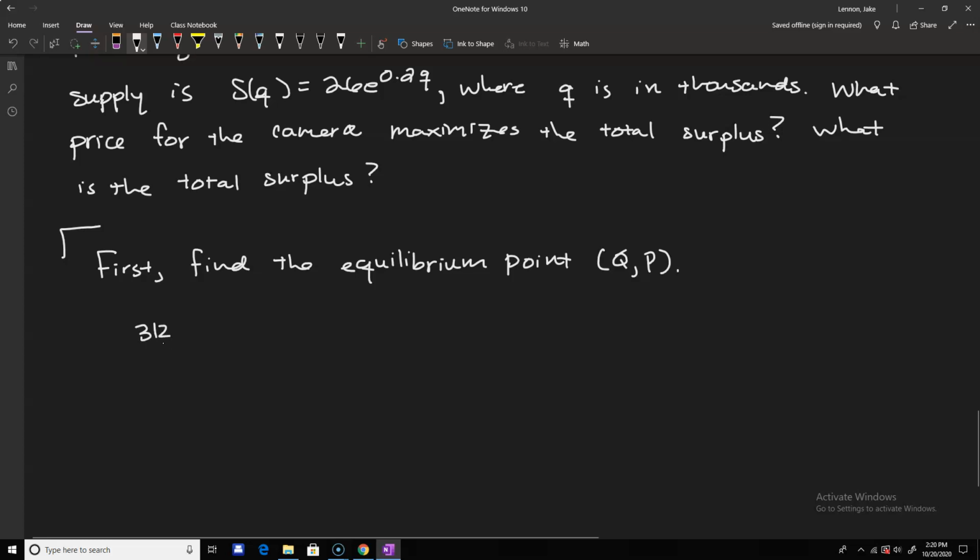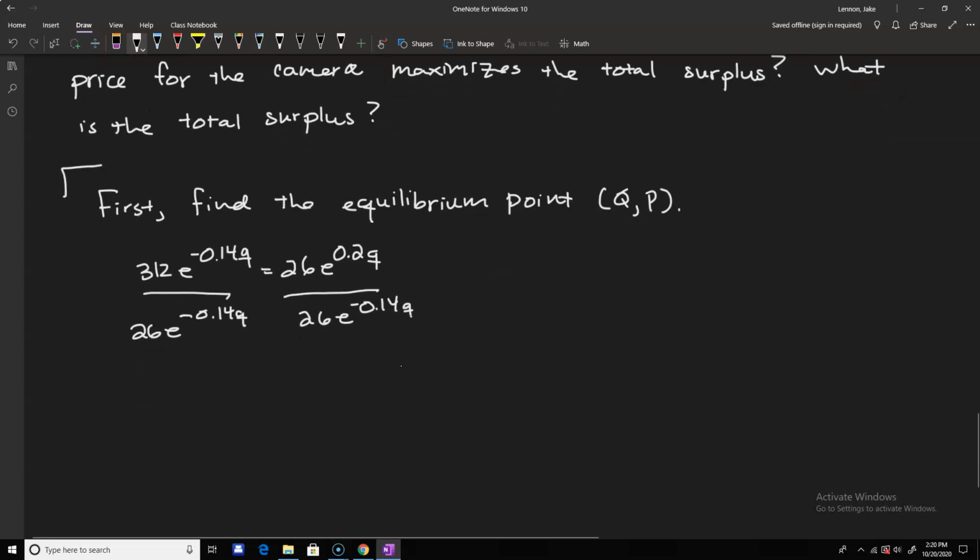So we set D of Q equal to S of Q and solve. So we get 312 e to the negative 0.14 Q equals 26 e to the 0.2 Q. So basically what I want to do is put regular numbers on one side and the exponential terms on the other side. And it can only be accomplished with division or multiplication. So I'm actually going to divide both sides by 26 e to the negative 0.14 Q. So that will get rid of the 26 on the right-hand side, and it will get rid of the e to the negative 0.14 Q on the left-hand side.